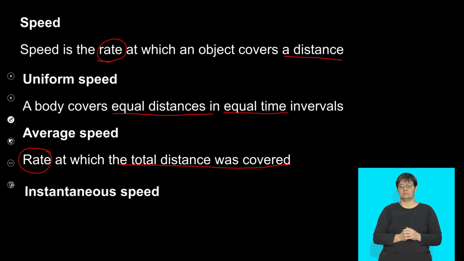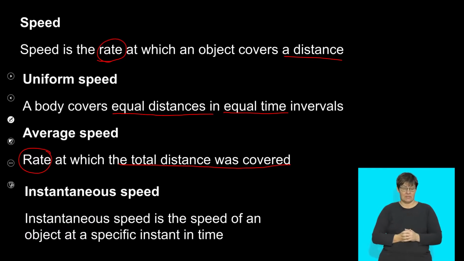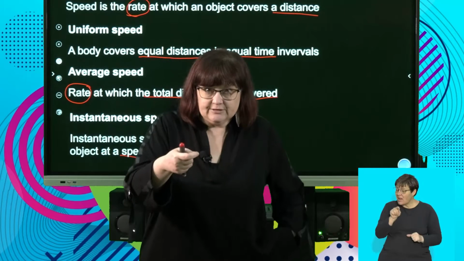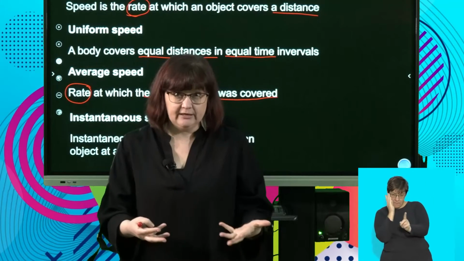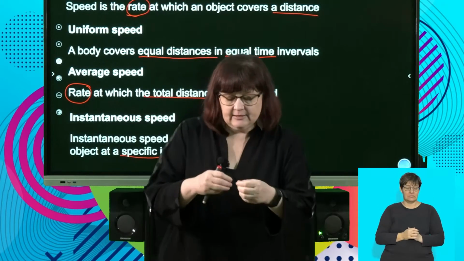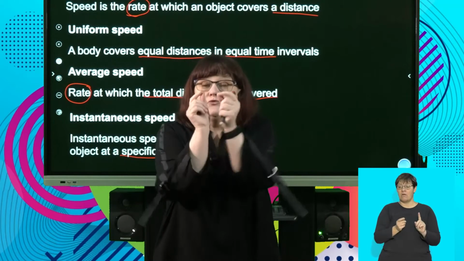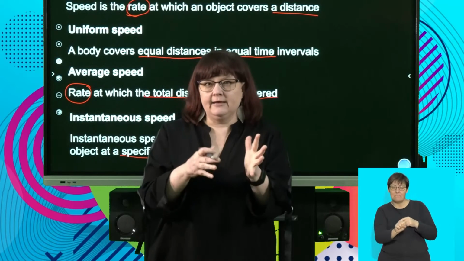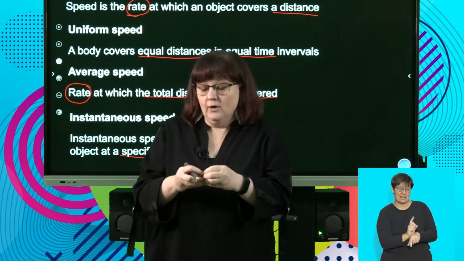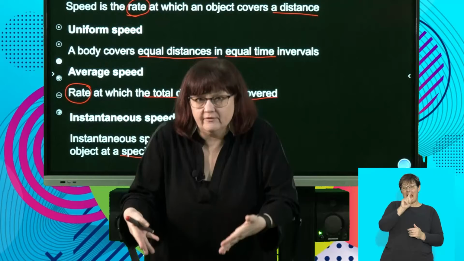So, instantaneous. It's the speed of an object at a specific instant in time. It's actually really difficult to measure unless you've got really nice, accurate electronic measuring equipment, all right? So it's the time it takes for an object to move in a very, very tiny time interval. So like in 0.1 seconds, or even smaller than that, 1/100th of a second.